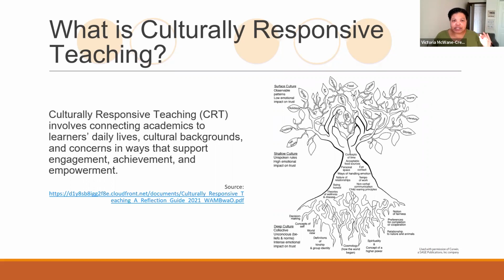So there's that surface culture, that shallow culture in the trunk, and then that deeper culture that is firmly rooted in how we make unconscious assumptions that govern our worldviews and things like our ethics, spirituality, our health, and even group harmony. Keeping that in mind is really important to understand what is meant by culture when we're talking about culturally responsive teaching.